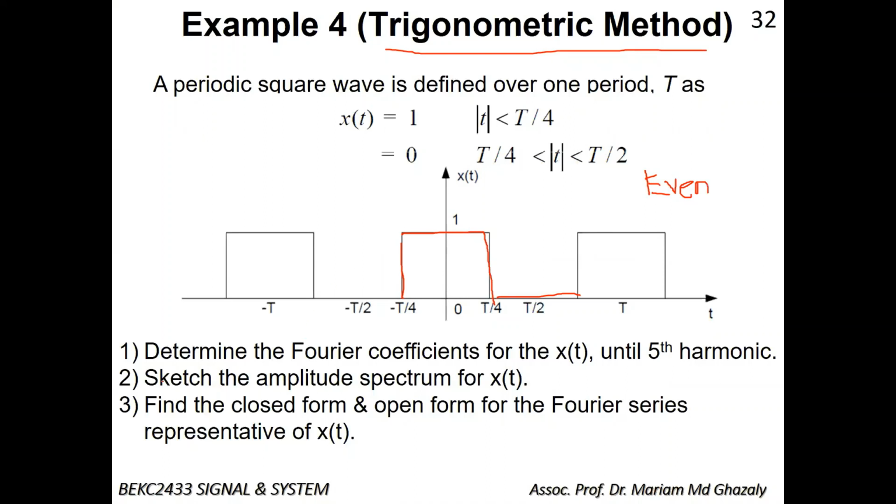Okay. So there are 3 questions here. First, determine the Fourier coefficient for x(t), and it asks you to calculate until the fifth harmonic. Of course, if you were to calculate this until infinity, you would actually get the square wave equation. But we are going to ask you to calculate until the fifth harmonic, which is A5 only. Second, sketch the amplitude spectrum for x(t). Third, find the closed form and open form for the Fourier series representation of x(t).